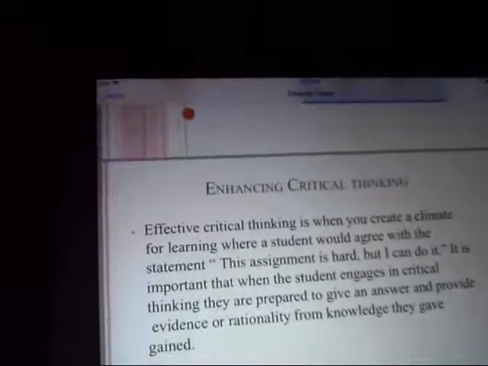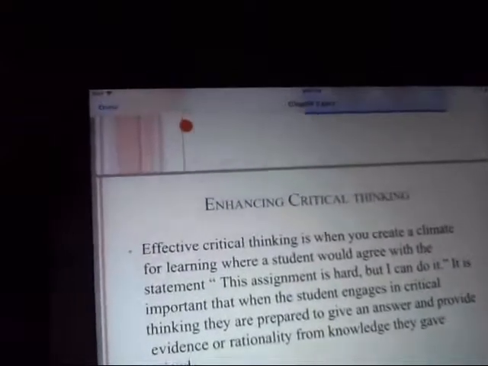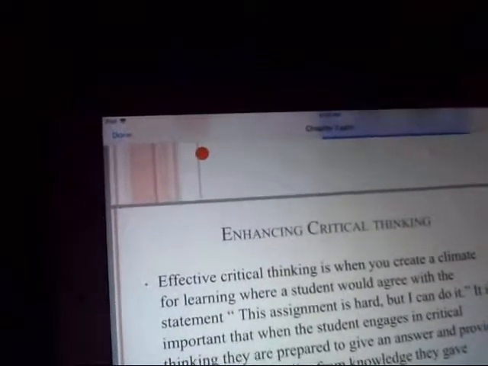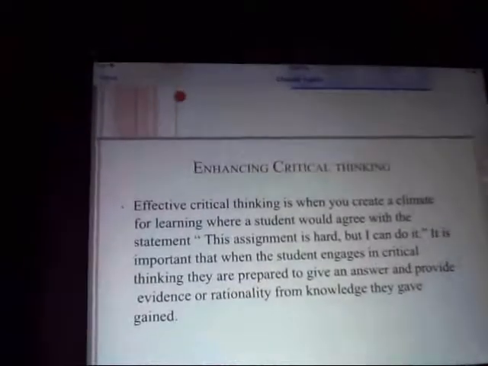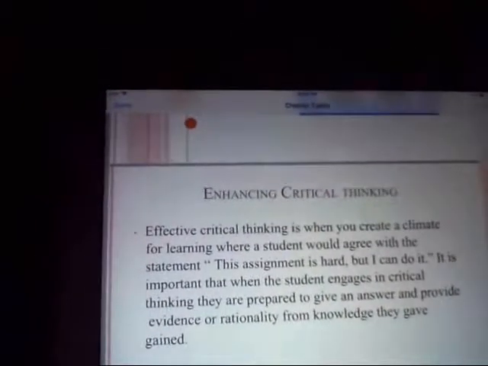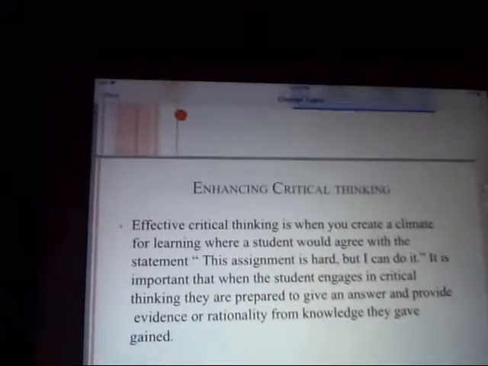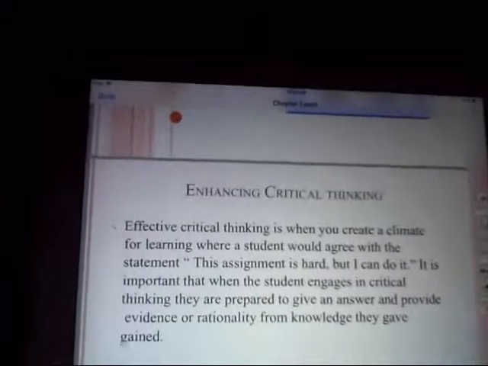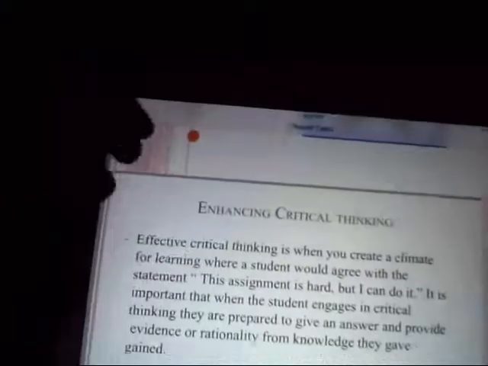We must always take into consideration that phrase. Always, when you do something of critical thinking, look back to that phrase. This assignment is hard, but I can do it. It should be a topic that they're interested in, where they can maybe rationalize, not something they have invented. It has to be hard text where they get informed. Okay.